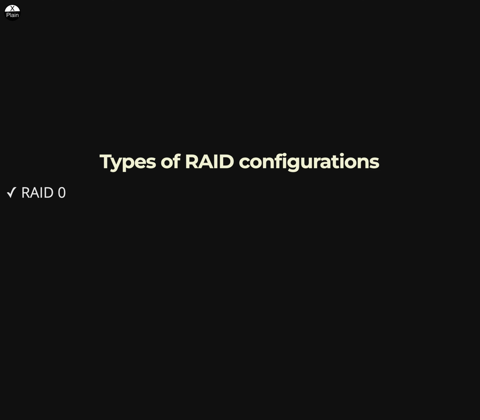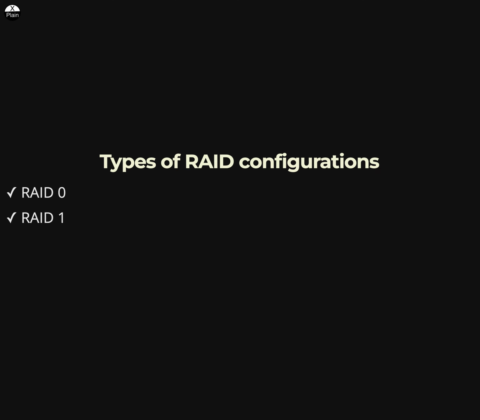RAID 0 is a configuration that is used to improve the performance of a storage system by striping the data across multiple drives. In RAID 0, the data is divided into blocks and written to the drives in a round-robin fashion, which can improve the read and write performance of the system. However, RAID 0 does not provide any redundancy. So if a drive fails, the data on all the drives will be lost.